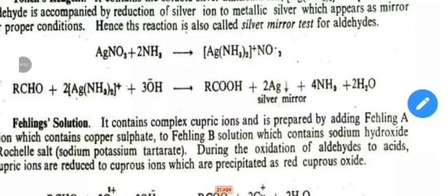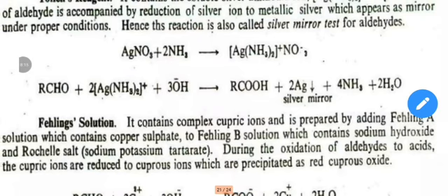AgNO3 plus 2NH3 gives Ag(NH3)2 plus NO3 minus. So, the aldehyde RCHO is reacted with Ag(NH3)2 plus. Then RCHO plus 2Ag(NH3)2 plus 3OH minus gives RCOO minus plus 2Ag plus 4NH3 plus 2H2O.